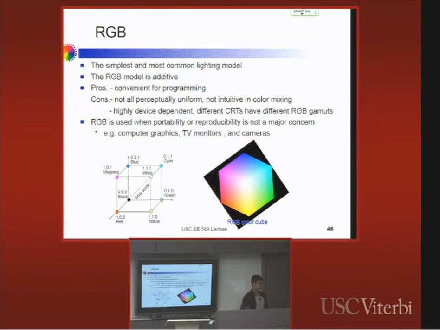RGB is the simplest and most common lighting model. As we talked about, RGB is additive, whereas CMY and CMYK are subtractive. The good thing about RGB is that it's very easy for programming, so that's why we use RGB in the homework problem. But again, the problem with RGB is that it's not intuitive.